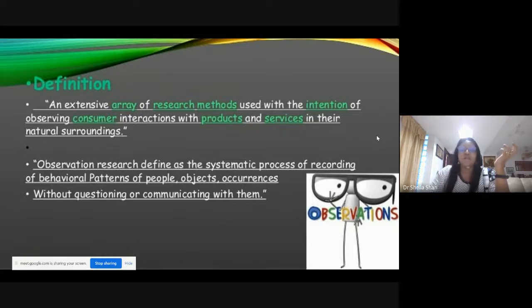So what is the definition? The intention is observing the consumer while they're interacting with their environment, without questioning and communicating. Sometimes they don't know that you are a researcher, you are part of the community. I've told you examples before. There was a study where a person wanted to study transgender people. You cannot go and question them, why you became a transgender or what do you do here and all that. So you don't question them.